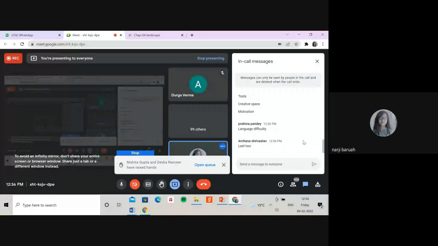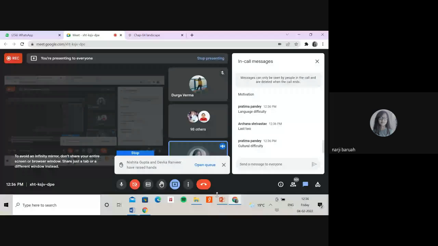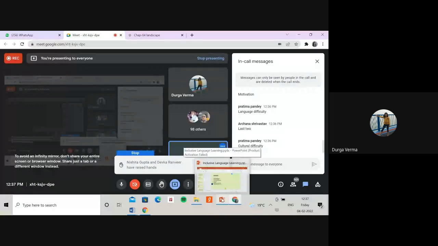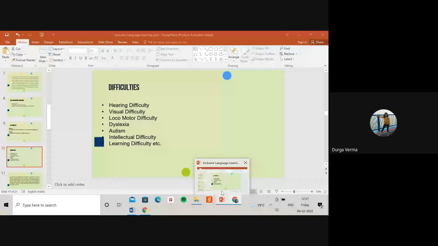Pratima Pandey ma'am, okay, language difficulty. It is difficult to see the screen, so for that reason I have to remove my presentation and see. Okay, language difficulty. Is there anyone else? Okay, cultural difficulty. Madam, we find students with visual difficulties also. Okay, visual difficulty. Yes, there are students with this kind of difficulties in the classroom.